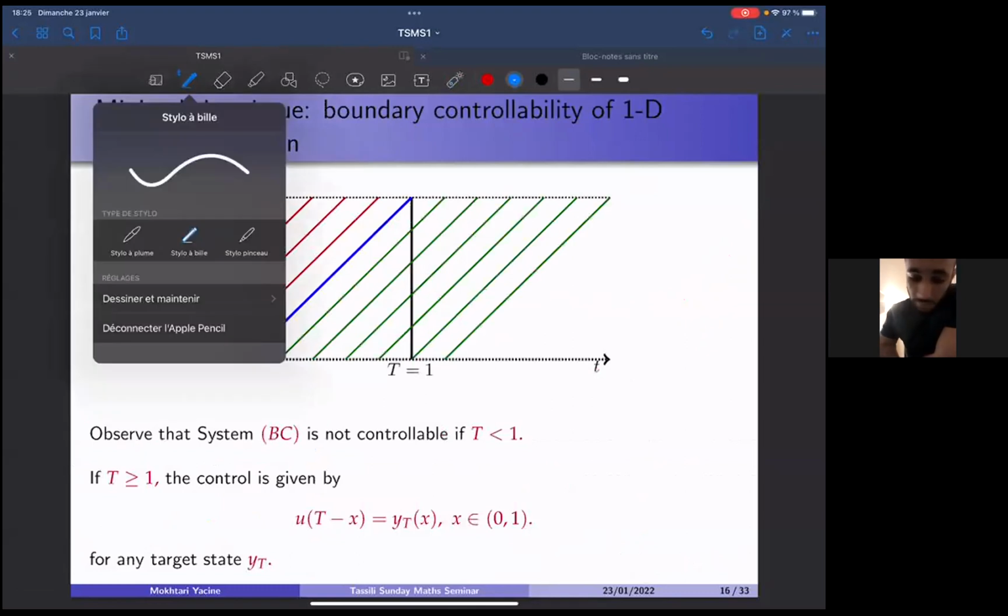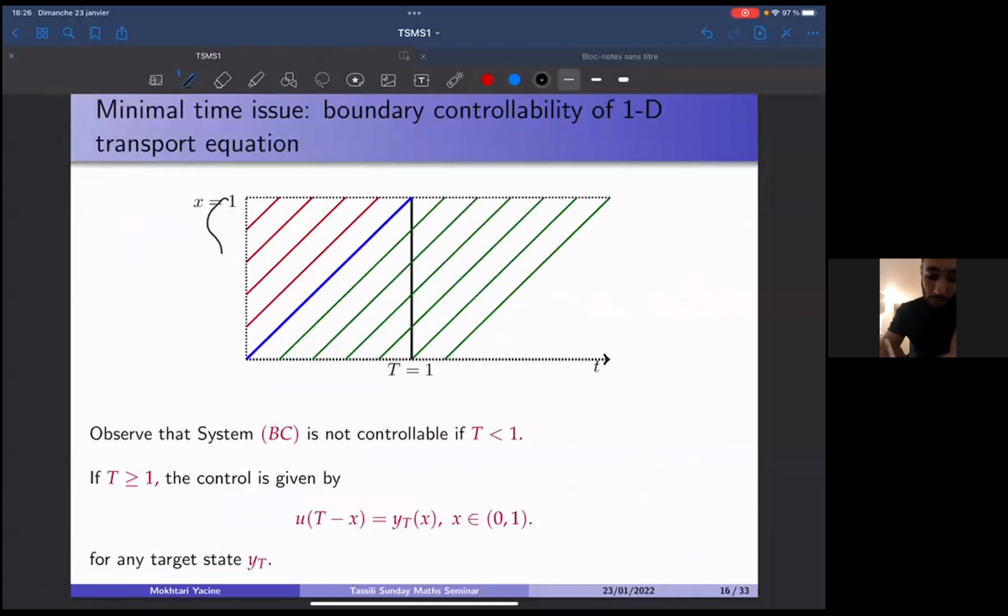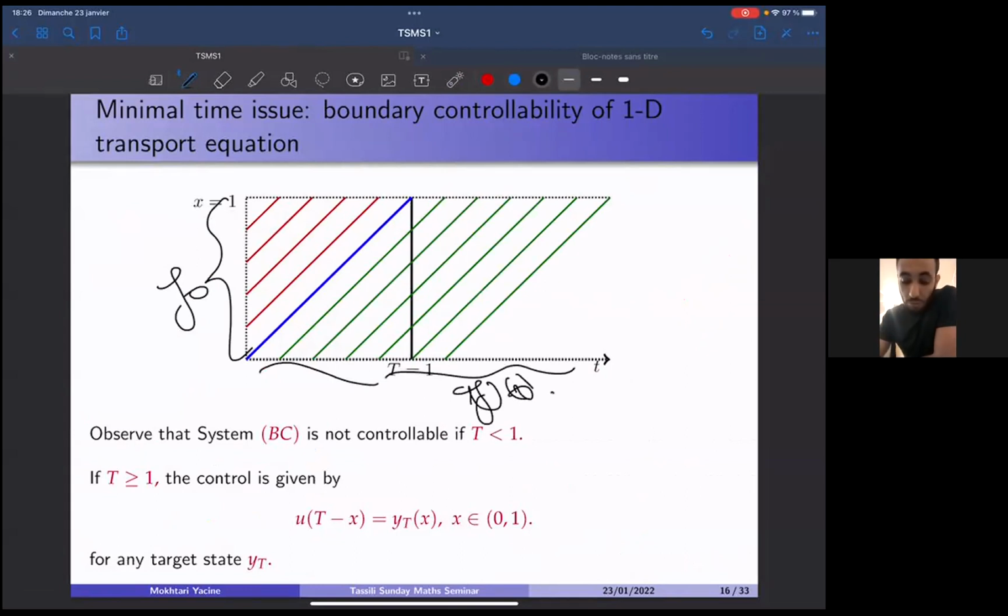As I have said before, sorry, what is the black? Okay, there's the region of the initial state, and this is the region where the control acts. And you can observe that if the control time is less than 1, then it is impossible to control our system, and we cannot achieve or reach any target state.